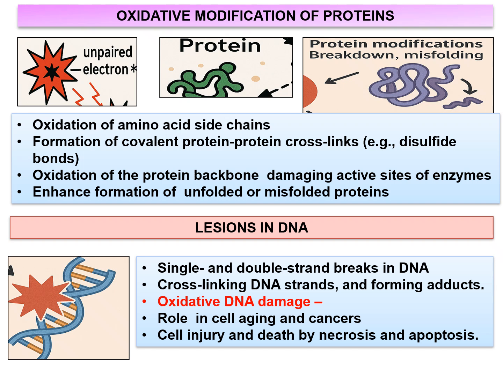And coming to the lesions in the DNA, how are these reactive oxygen species causing lesions in the DNA? So ROS causes single and double stranded breaks in the DNA. There is cross linking of DNA strands, and adduct formation, that is the molecules react with the reactive oxygen species and form adducts. And what is the role of this oxidative DNA damage? It has a role in cell aging and cancers, cell injury and death by necrosis and apoptosis.